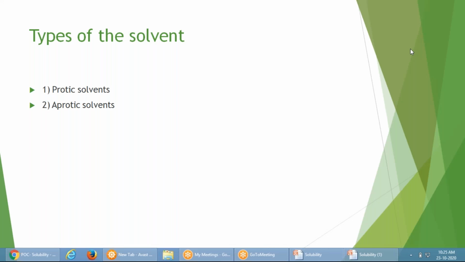Protic solvents means the solvent which contains hydrogen. That is, hydrogen is attached to oxygen through hydrogen bonds. Examples for protic solvents are water and alcohols like methanol and ethanol. They are called protic solvents because these solvents contain hydrogen which is attached to oxygen through hydrogen bonds.